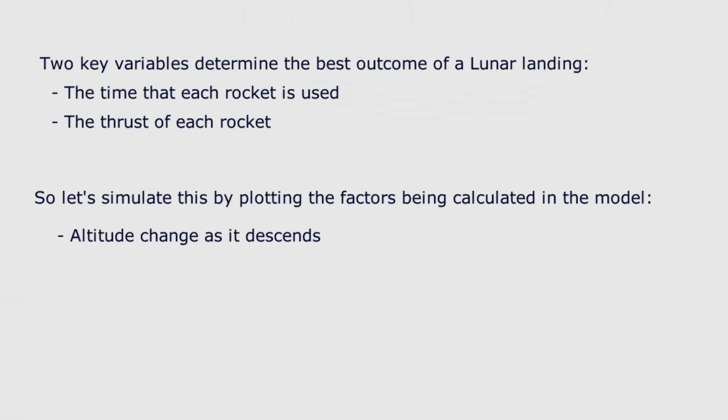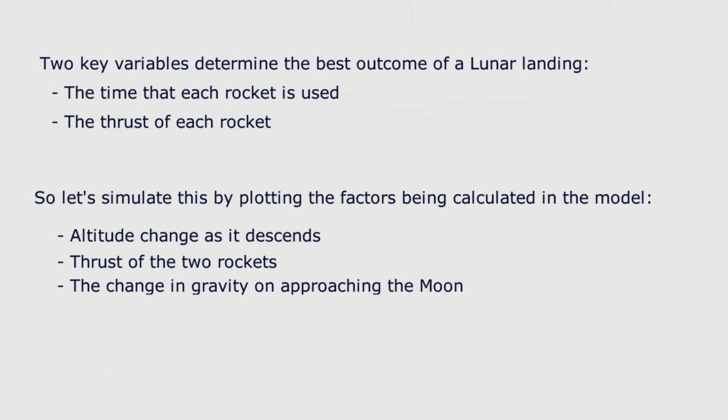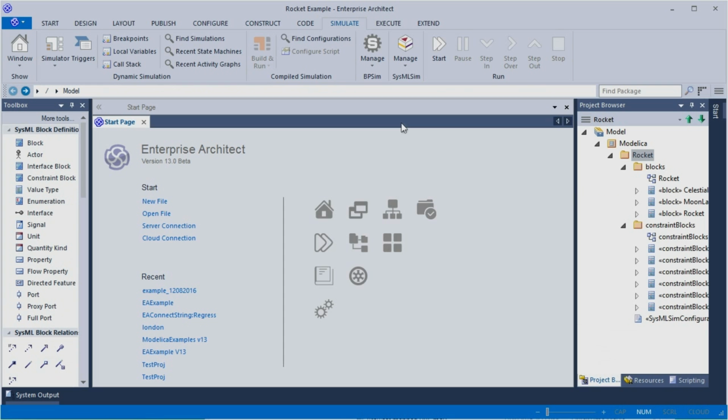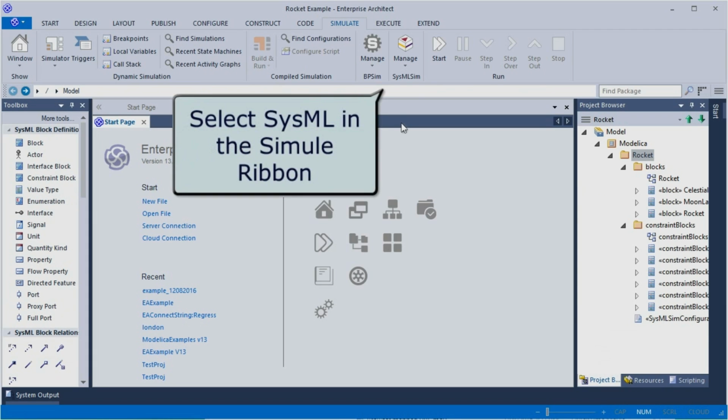So, for example, the altitude change as the lunar module descends, the thrust of the two rockets, the change in gravity upon approaching the moon, and the change in velocity. So all of these parameters can be captured within Enterprise Architect. So on screen we have Enterprise Architect.